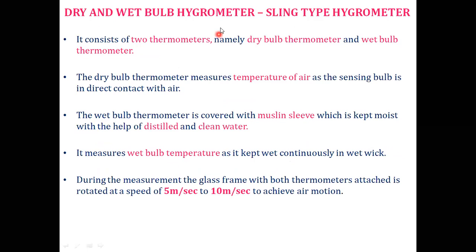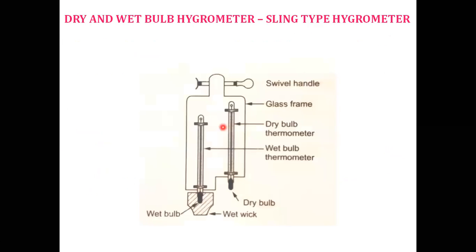And the next one is the dry and wet bulb hygrometer. That is the sling type hygrometer. We can call this a sling type hygrometer. Dry and wet bulb hygrometer. The other name for this one is sling type hygrometer. And we will see this one. This is the dry and wet type hygrometer.